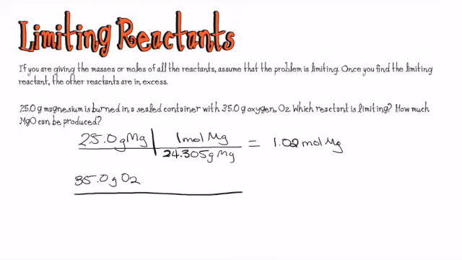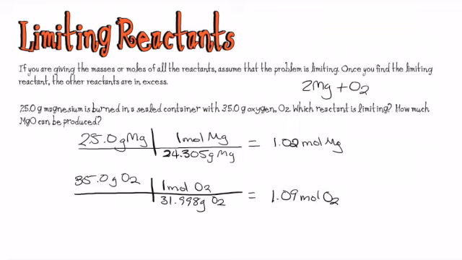We're going to do the same thing for oxygen, divide by O2's molar mass. We have 1.09 moles of oxygen. Now we look at our balanced equation. So 2Mg plus O2 yields 2 MgO.